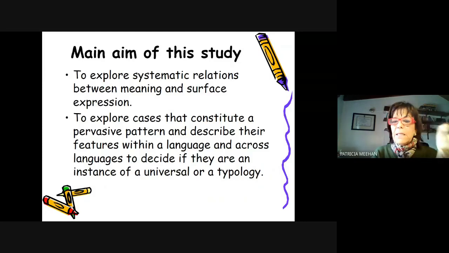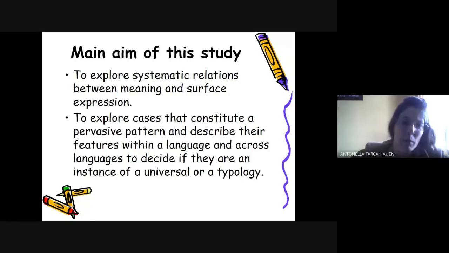This is an explanation of how this linguist, who is not the only one who studied in this area, started his research, right? So what was the object or the objective, the main aim of his research study? Antonella, can you read, please? Yes. Main aim of this study: to explore systematic relations between meaning and surface expression, to explore cases that constitute a pervasive pattern and describe their features within a language and across languages to decide if they are an instance of a universal or a typology.